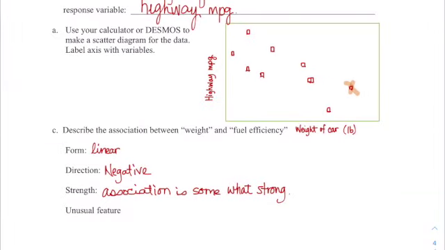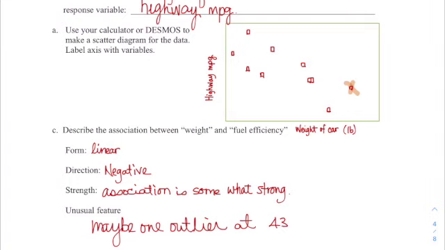Don't forget, unusual feature is for looking for the pattern. It does not fit the pattern, or it could be the outlier. So maybe one outlier at 43.67 is the weight of the car, and you can only go 16 miles per gallon.